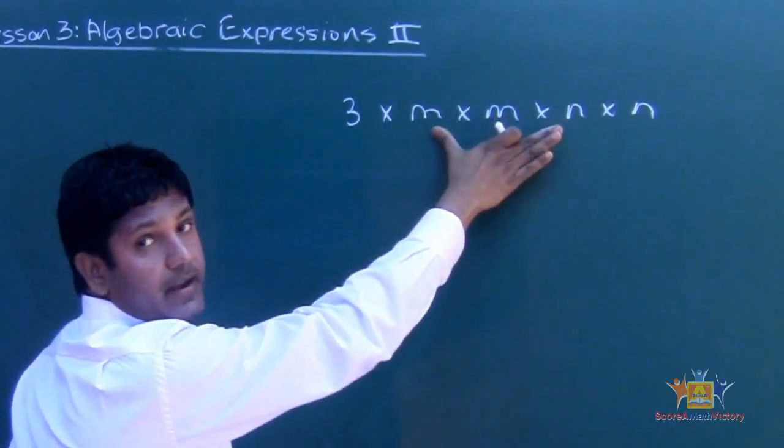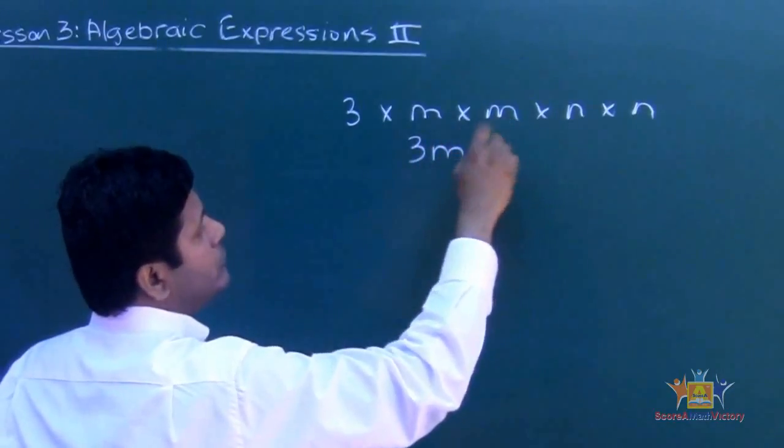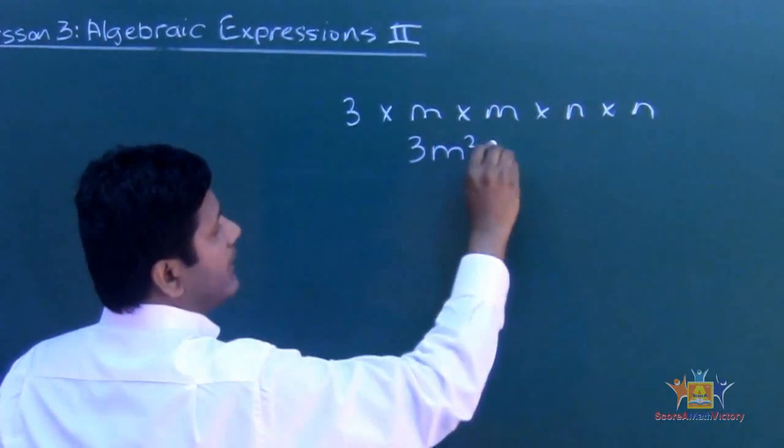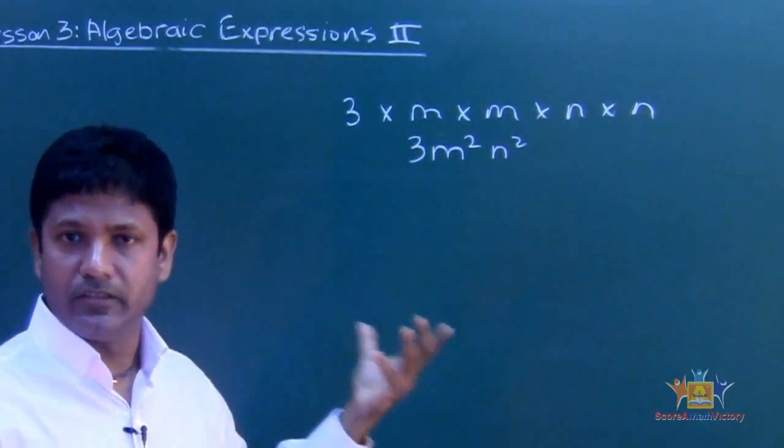This is the expanded expression. So it'll be 3m. How many m's are there? 1, 2. I put 2. How many n's are there? 1, 2. See that? So I expressed it in this way.